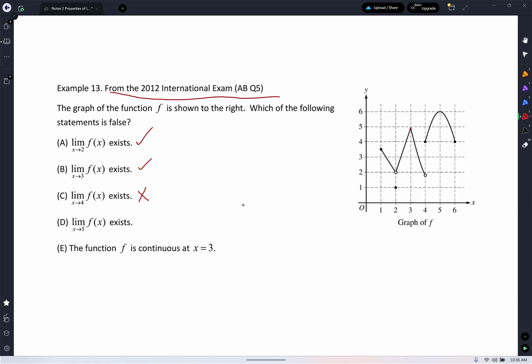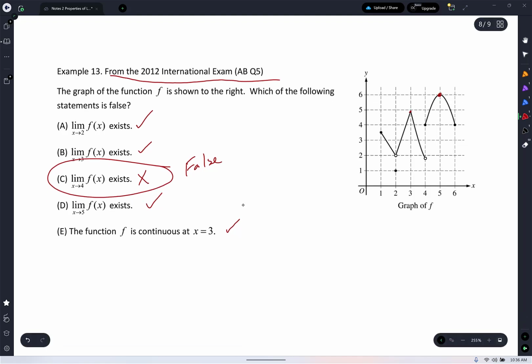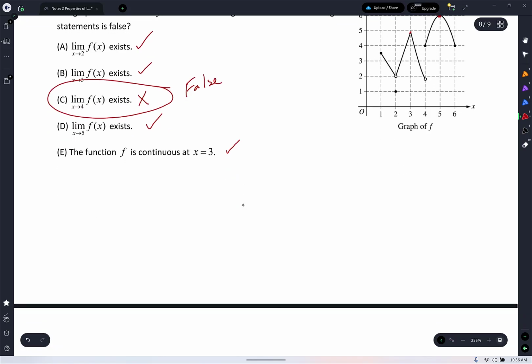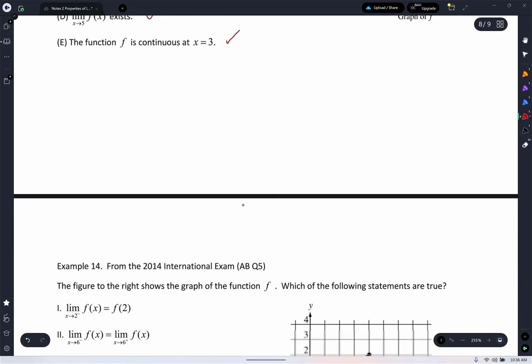Letter D, limit as x approaches 5 exists. Yeah, that one exists. Nice smooth curve. Letter E, the function f is continuous at x equals 3. Yeah, it's continuous at x equals 3. Which one's the one that's different? C, which is the only one that is false. The others are true. Do you guys see how we did it, guys? And it's okay, guys, if you got it wrong, that's fine. Look, we're just starting.